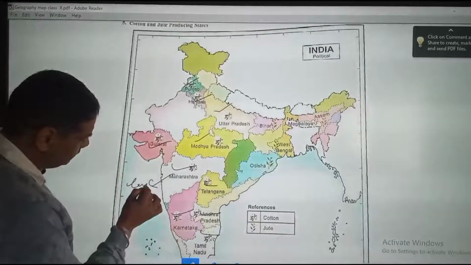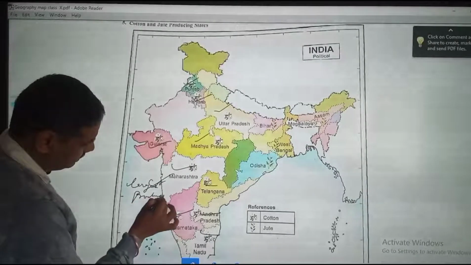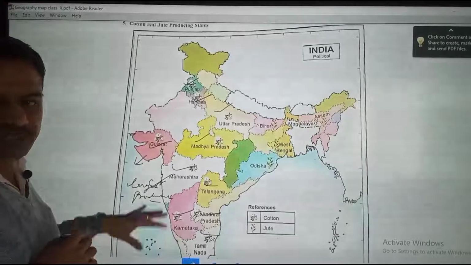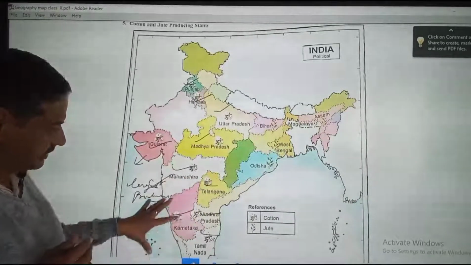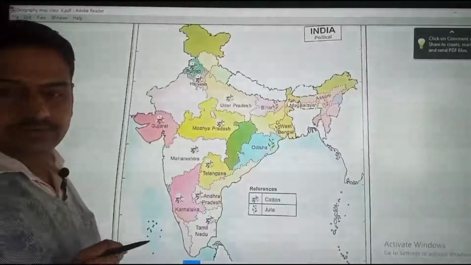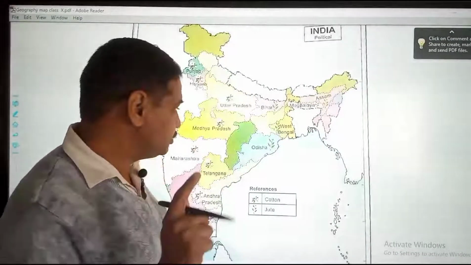So this is the largest producer of cotton, followed by Gujarat, that is the second largest producer of cotton in India, because this is the area which contains black soil also. Now cotton we have already discussed. The only one which is left is jute.